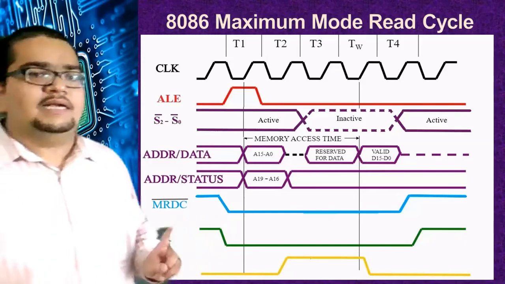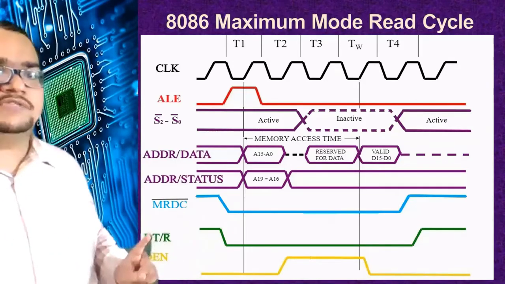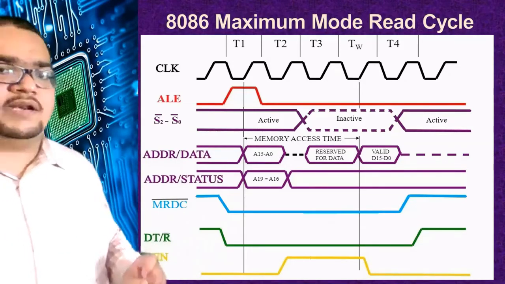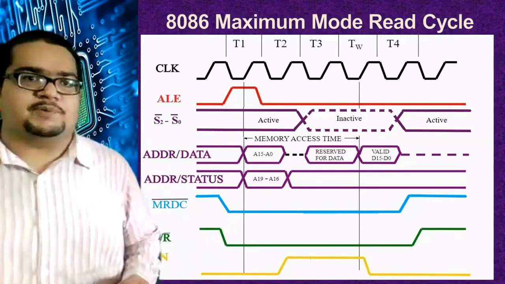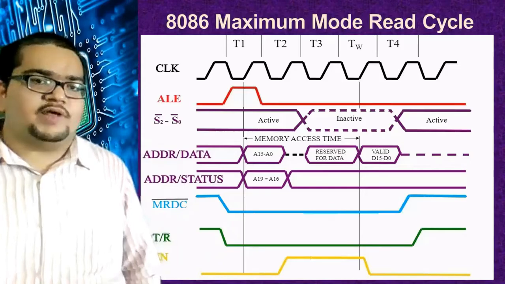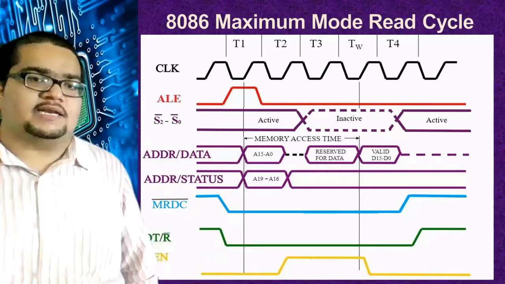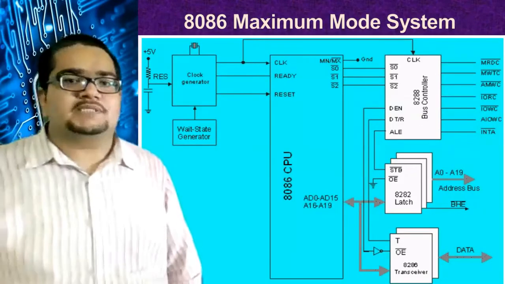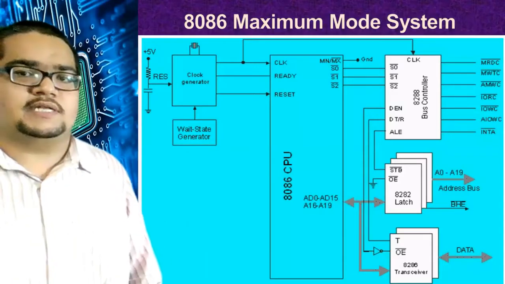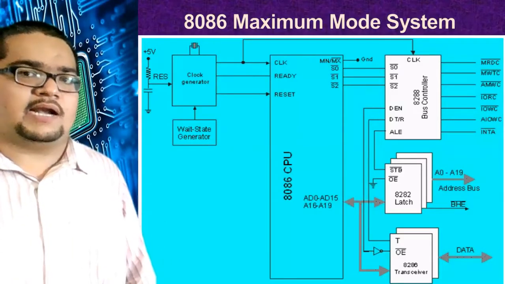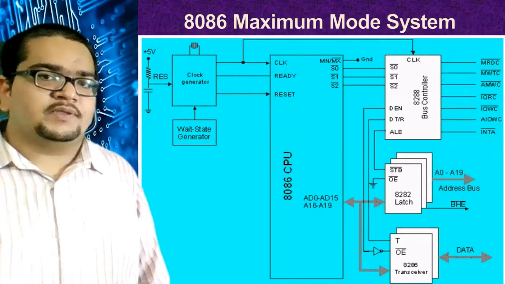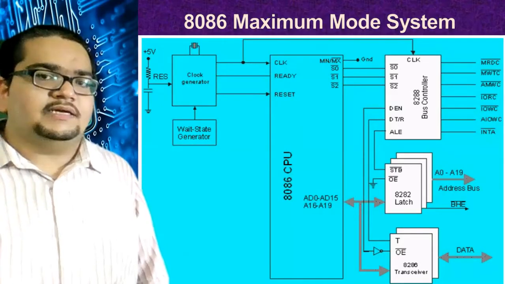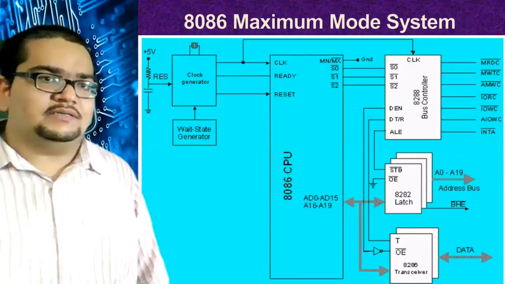That signal is there. DT/R bar, as we have seen, this signal is not there anywhere, so where did it come from? For that, I'll take you back to the previous slide one more time and show you where this DT/R bar and DEN are. So the bus controller not only generates these control signals, INTA bar, memory read write and IO read write. Along with that, it gives us 3 more signals here, that is ALE, DT/R bar and DEN.